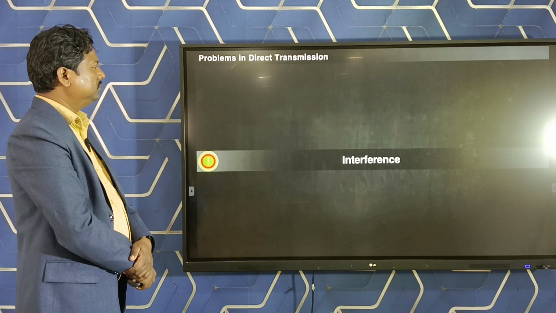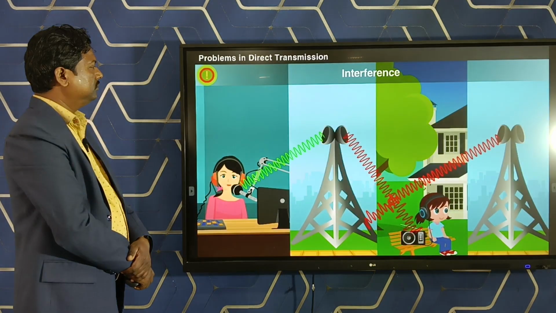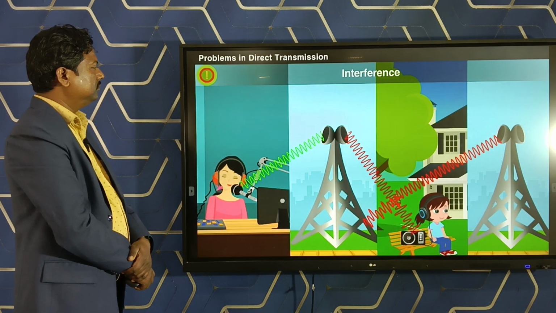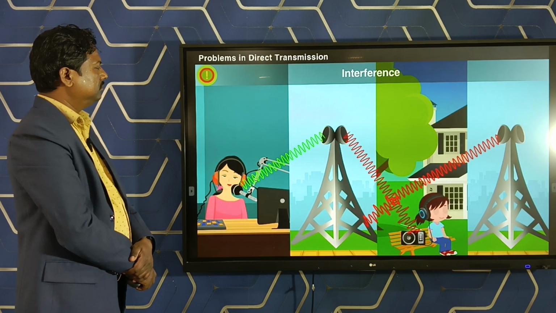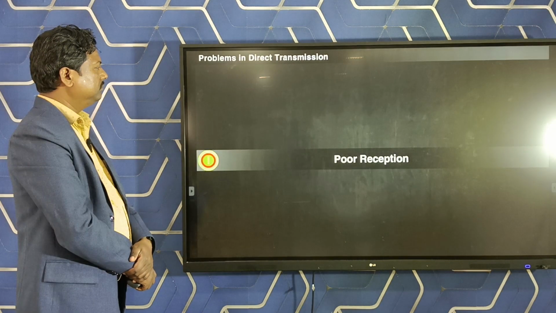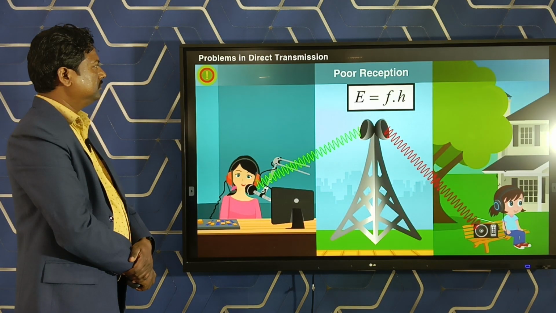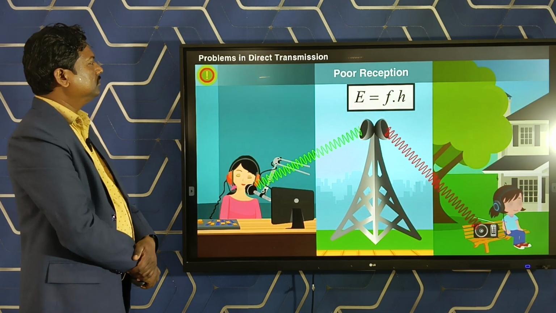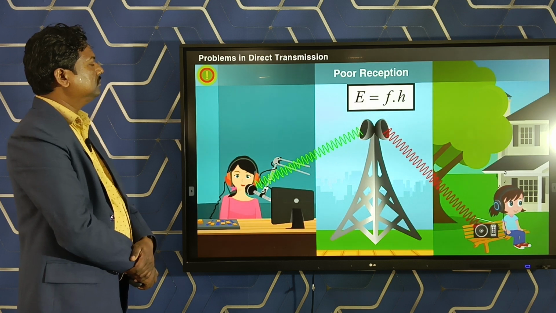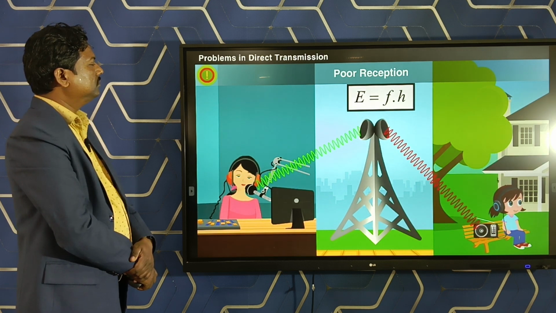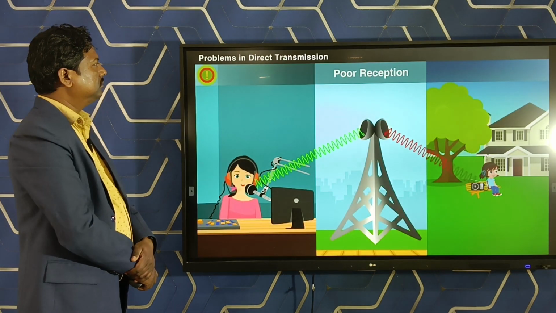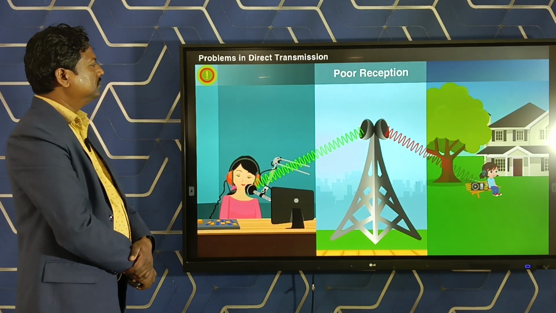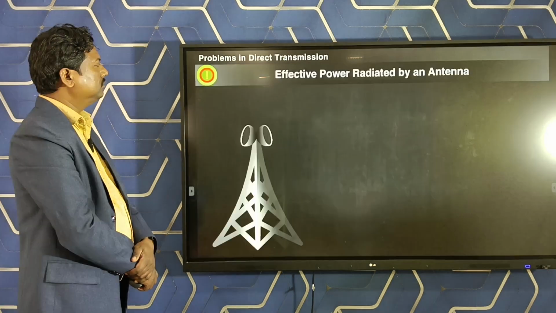The second problem is interference. If there is more than one base station in a city, then the signals with the same frequency get mixed up with each other. The third problem is poor reception. As per the equation representing the energy of the electromagnetic wave, it is clear that the energy of a low frequency signal is very low. On traveling across a longer distance, they become very weak.